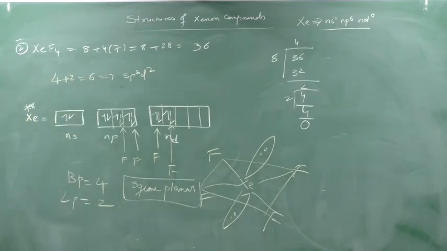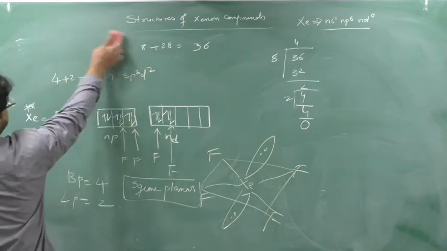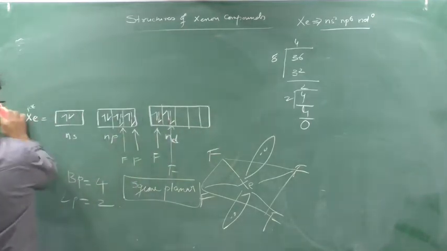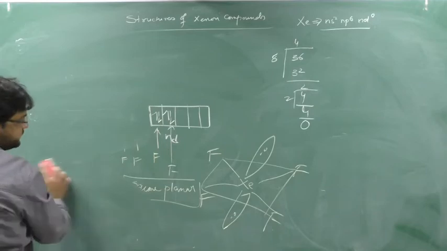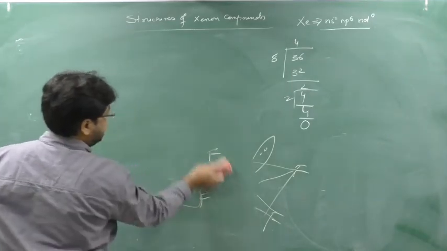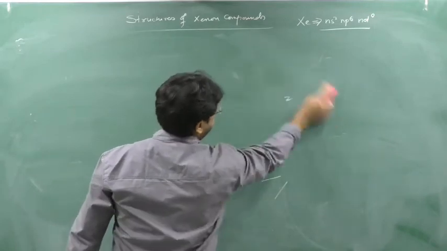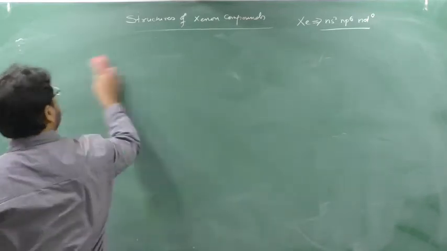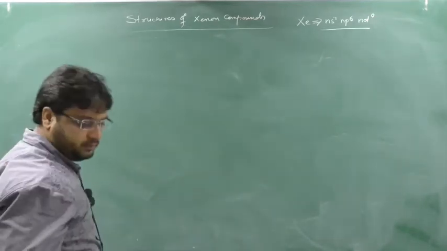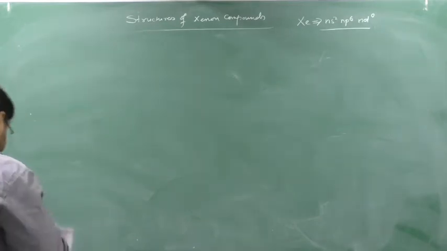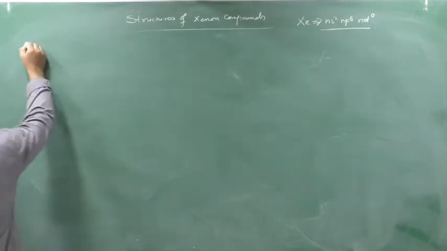Take a screenshot. Okay, so next is XeF6. XeF6, you make a star point. It's very important because here one exceptional point will come. One exceptional case is for XeF6. What is the exceptional case? I will tell you. But write down XeF6.